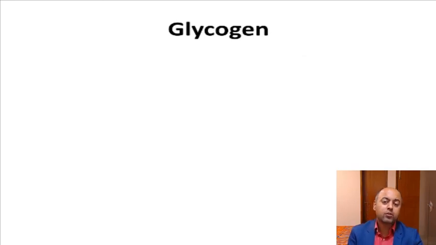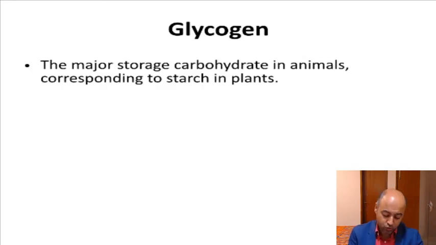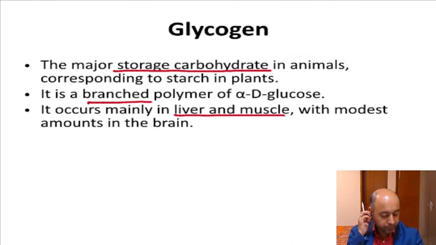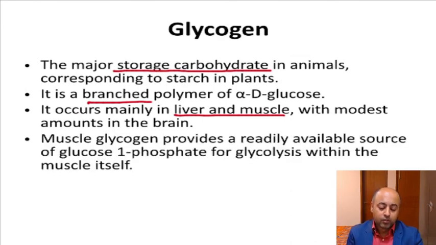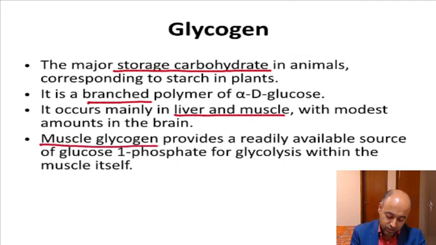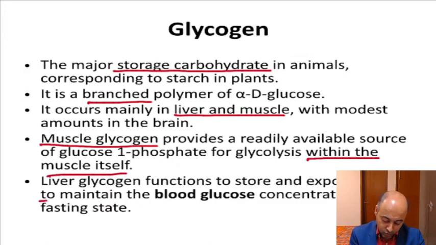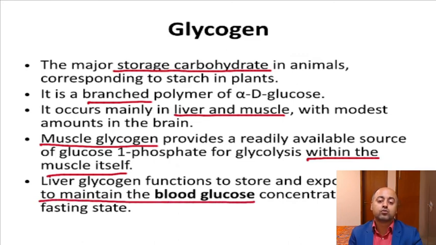Okay, let's talk about glycogen. What you should know about glycogen: it is the storage form in animals, and it is a branched polymer. It occurs mainly in liver and muscle. Two things you have to remember: the glycogen inside the muscle is for local use within the muscle itself, whereas the liver glycogen is used to maintain the blood glucose.